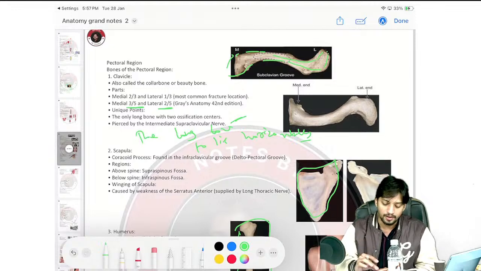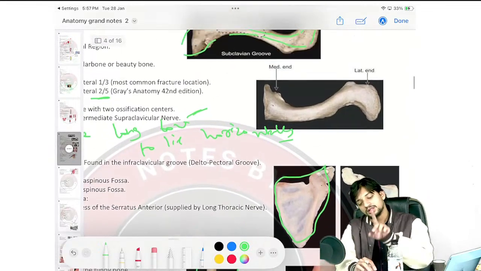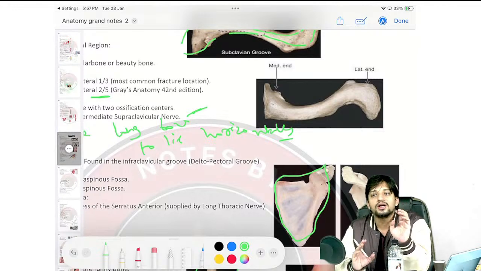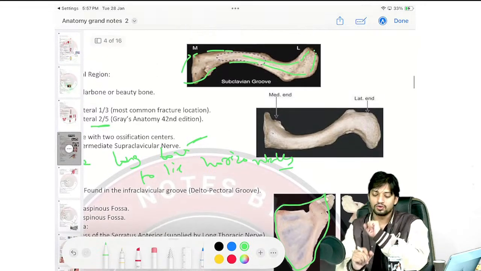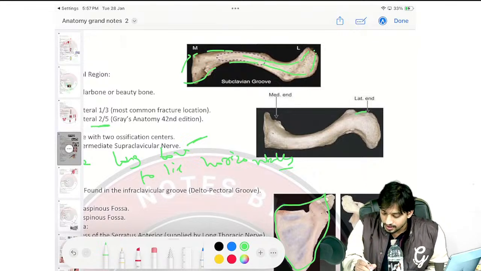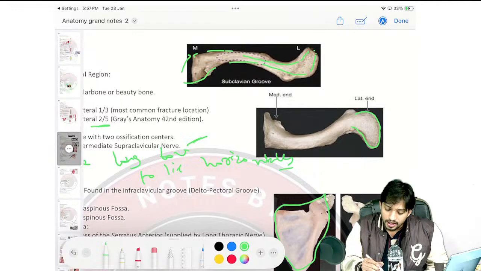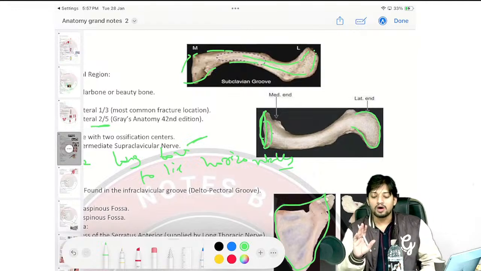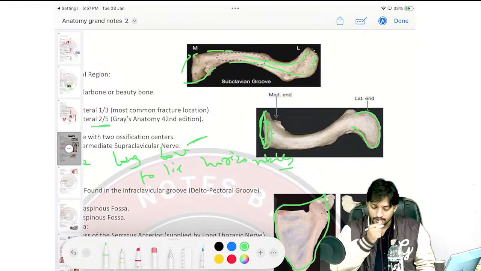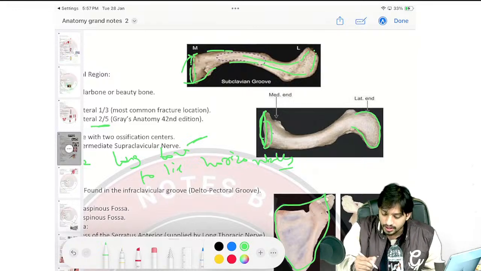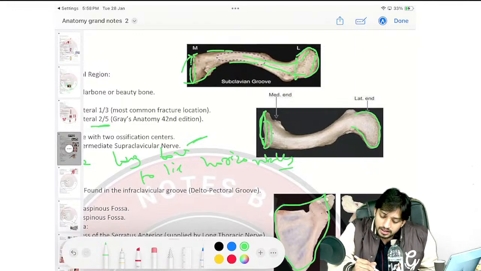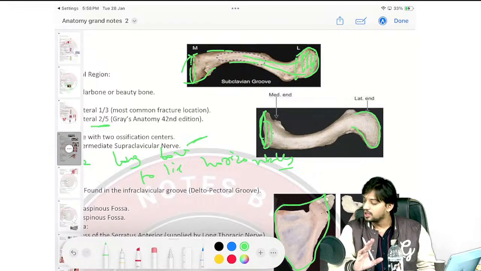Now, suppose in the exam they give you a diagram of the clavicle and ask you to identify whether it is the medial end or the lateral end. How will you identify? The lateral end of the clavicle is generally flattened and broadened, band like, whereas the medial end is more rounded. This will help you in identifying the medial end and the lateral end.